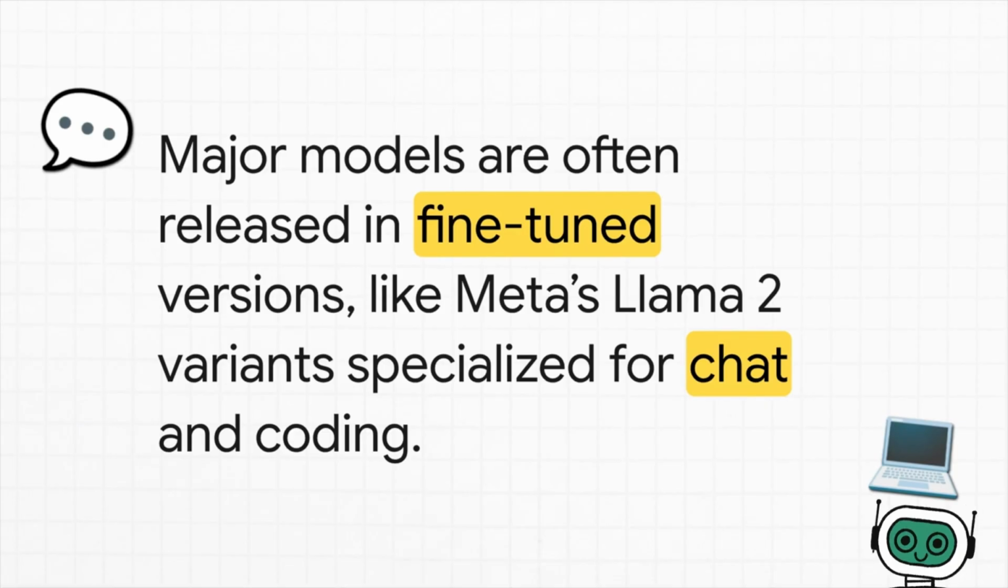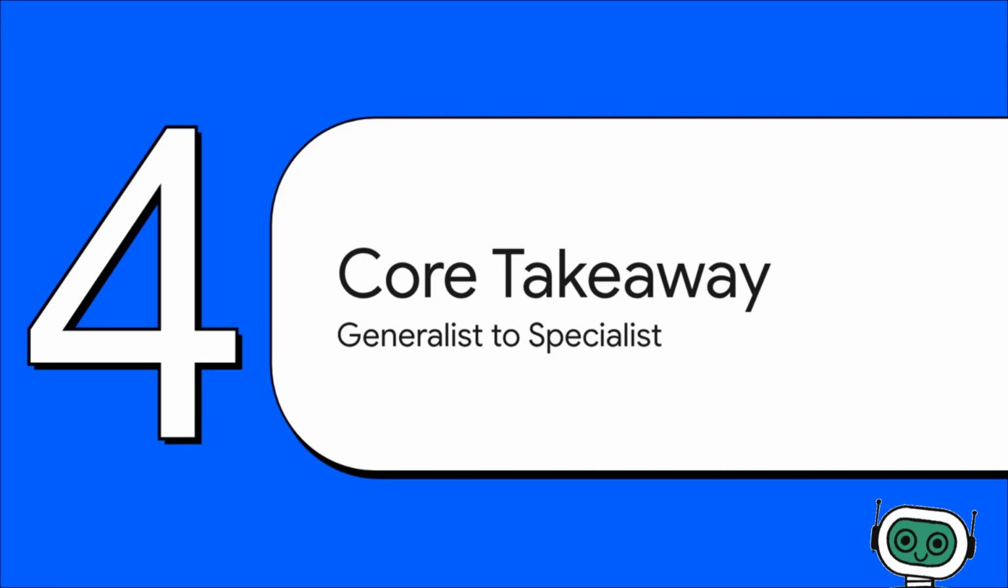And this isn't just for internal company projects. When major labs release open-source models, they often provide fine-tuned versions. For instance, Meta's Llama base model is our generalist chef. But they also release variants like Llama Chat and Code Llama, which have been specialized for conversation and code generation using this exact process.